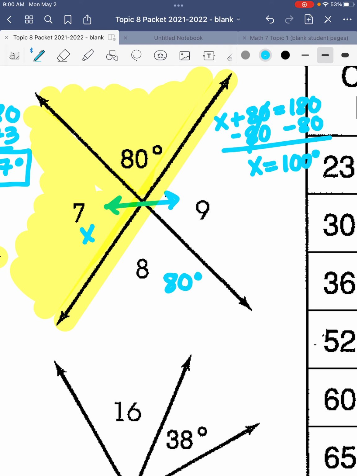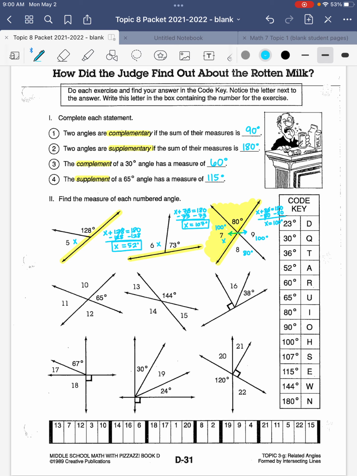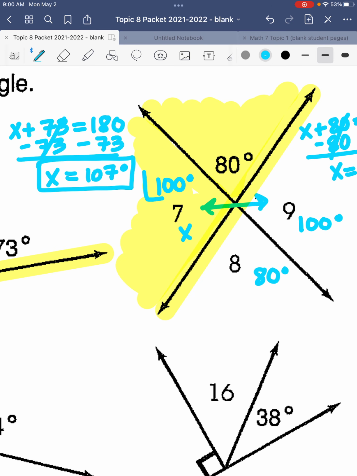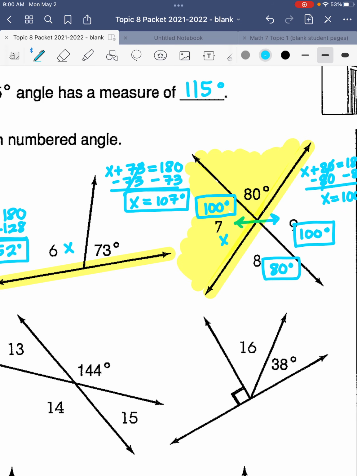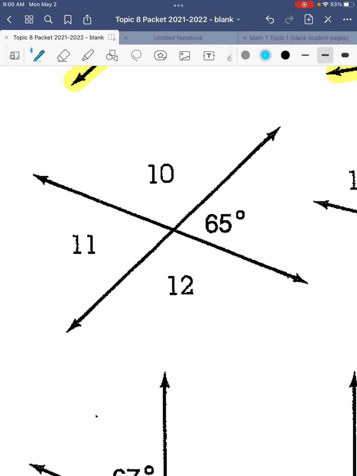So I know that angle 7 is 100 degrees, and angle 9 is also 100 degrees. Okay? So let's actually box in my answers, because I like to do that. It helps me stay a little bit more organized. Okay? Let's look at number 10, 11, and 12, because it's very similar.